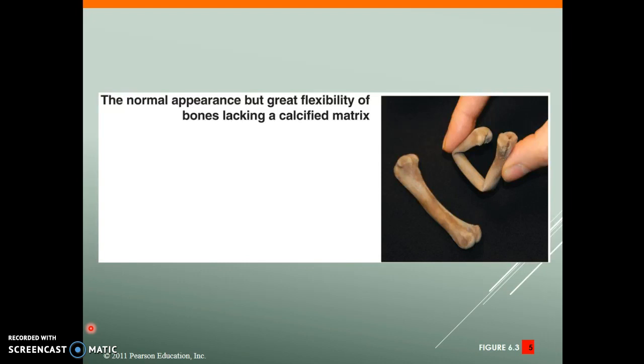Here's a bone, chicken bones that have been soaked in vinegar, and it etches out the calcium. So this bone is quite flexible without any of that calcium. Just the collagen remains.